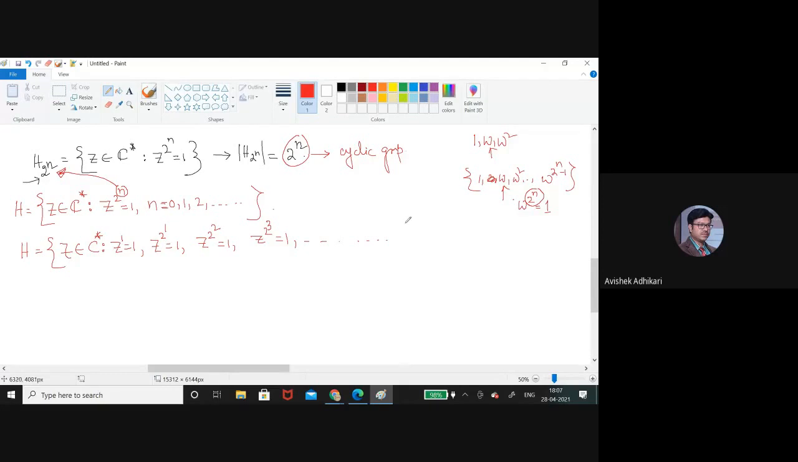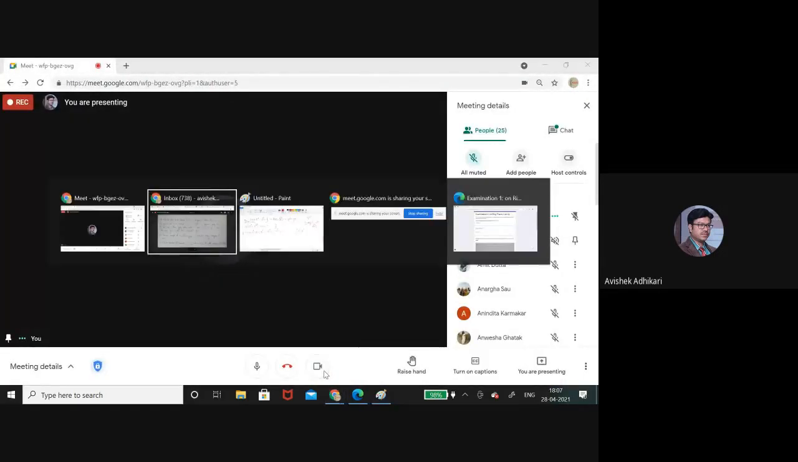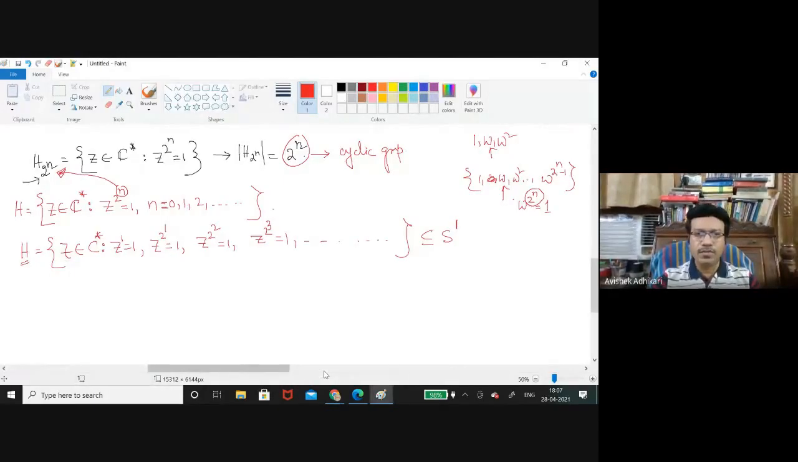So what we need to prove is that this is a set. Whether this set is a subgroup or not, that we need to first prove. This is no doubt a subset of S1. Is it clear to all of you? Is this group a subset of S1? What do you think?